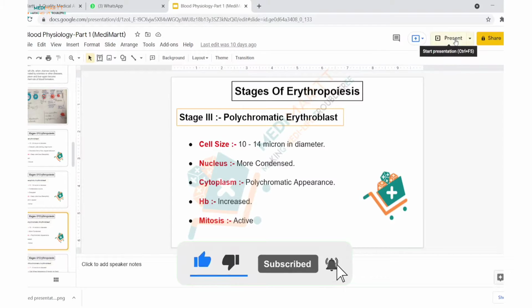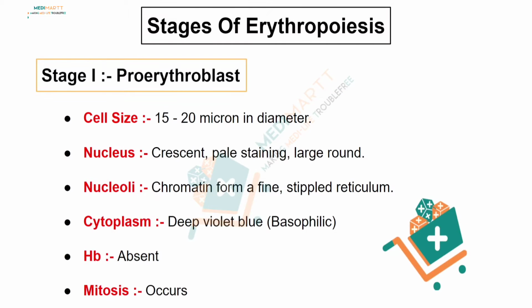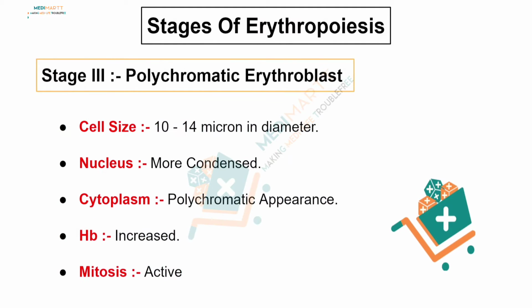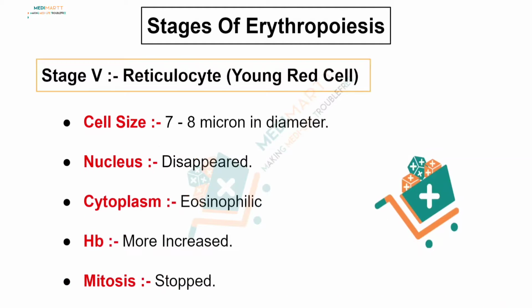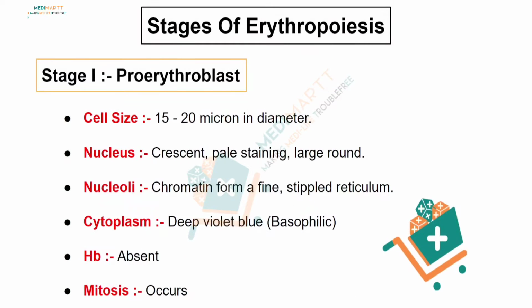So basically this is the slide. In our previous videos we have discussed up to the sites of erythropoiesis. So today we will discuss the stages of erythropoiesis. There are mainly 6 stages of erythropoiesis, and those are the proerythroblast, the basophilic erythroblast, the polychromatic erythroblast, the orthochromatic erythroblast, reticulocyte, and the last one is the erythrocyte. We will start with the first one, that is the proerythroblast.